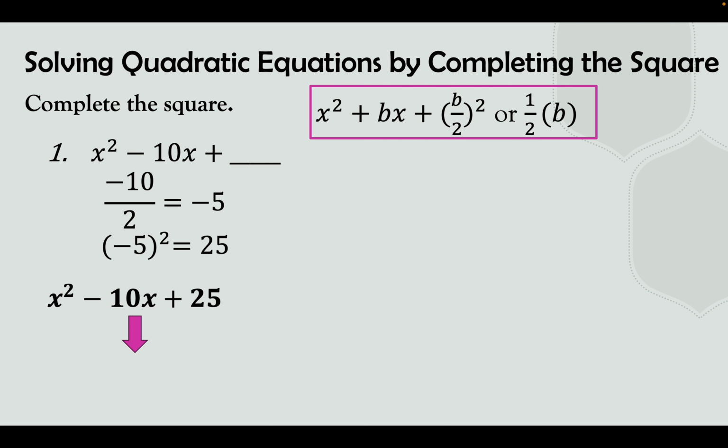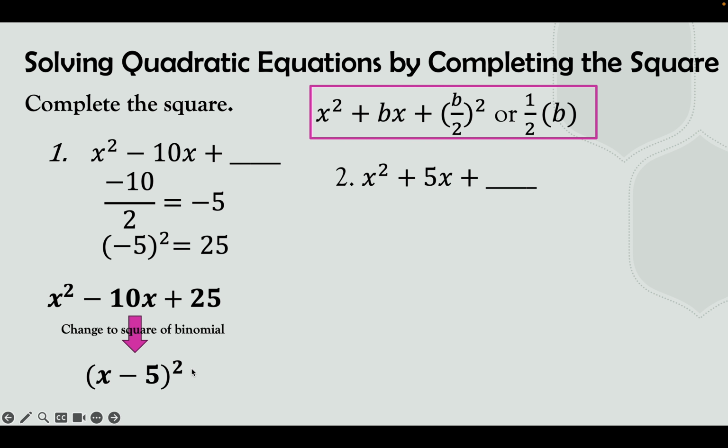And then we just need to change it into the square of a binomial. To do that, we identify the first term, that is x, and the last term, the square root of the last term, which is 5. Since we have an operation of subtraction, we have x minus 5 squared.